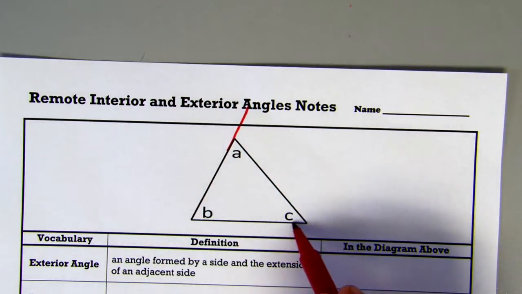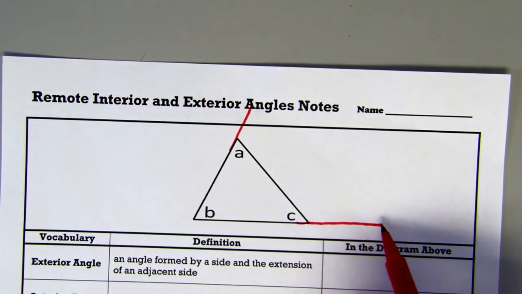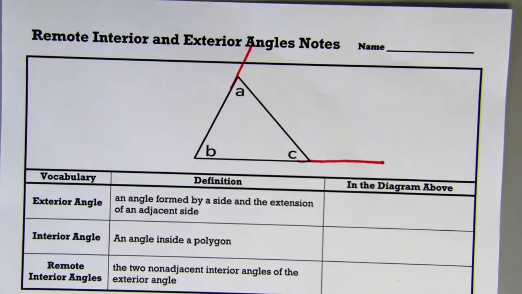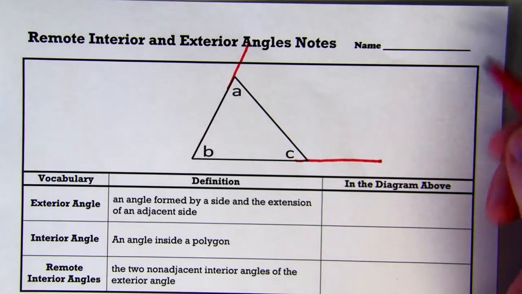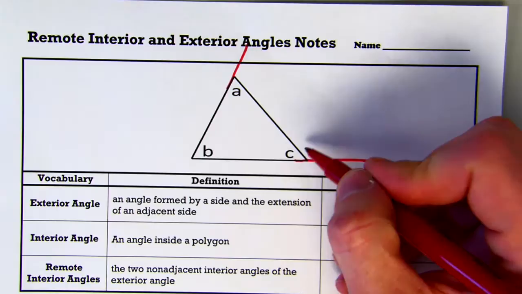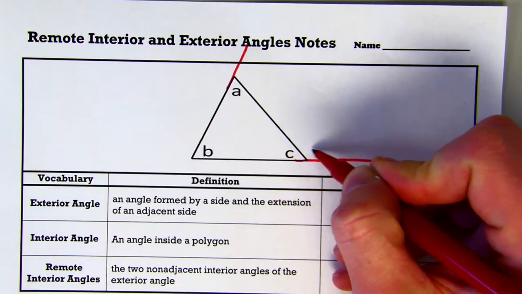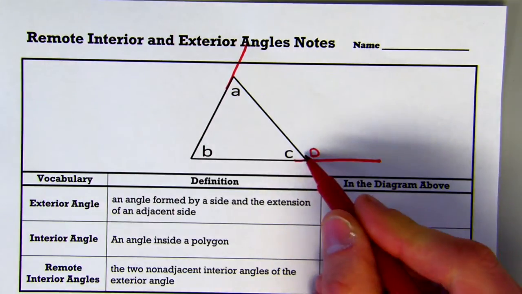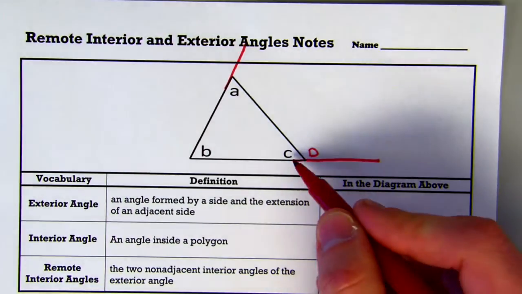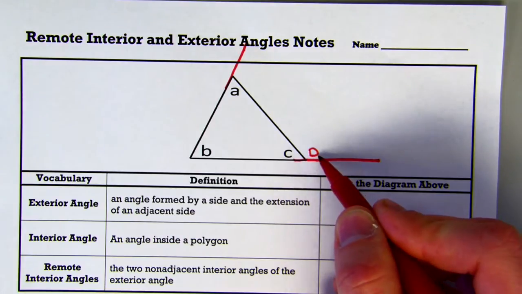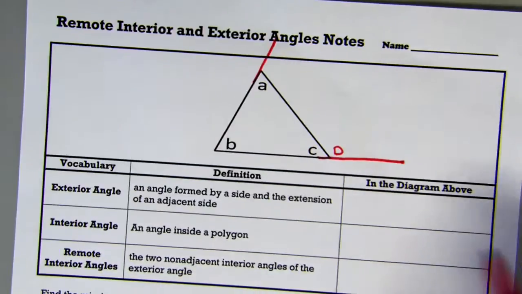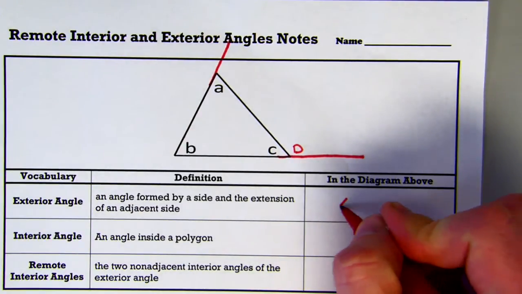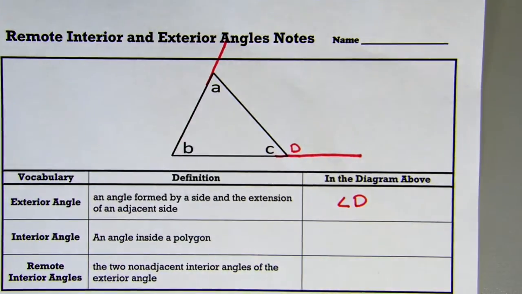In this case, I'm going to extend out angle C. So you can extend out any side you want. And that's going to help us figure out our exterior angle. So the exterior angle is formed by the extension here. So outside of our triangle here would be our exterior angle. So if I did the letter D out here, let's say, that would be an exterior angle. C would be my interior, D would be my exterior. It's outside of it. So we'll put angle D right here. It would be an example of it.